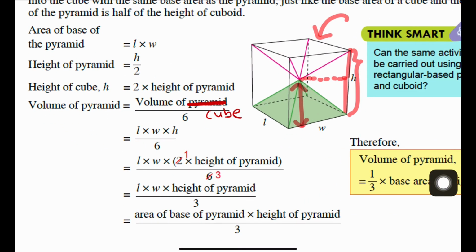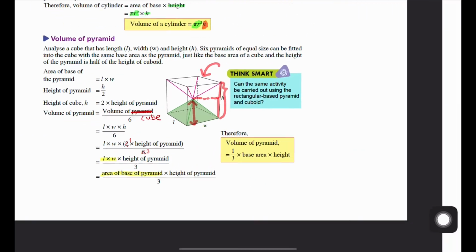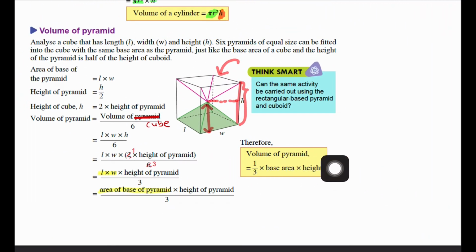Okay, so over here we simplify. 2 over 6 is actually 1 over 3, which left us with length times width times height of the pyramid over 3. Okay, where we know that the length times width is actually the area of base of the pyramid, times height of the pyramid divided by 3. Okay, therefore, the volume of the pyramid is equals to 1 over 3 times base area times height.